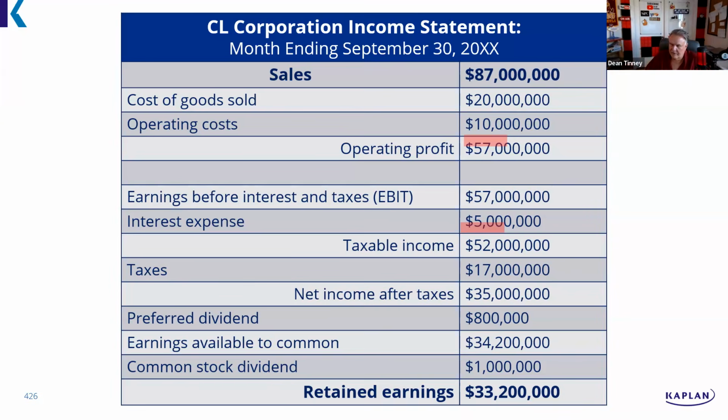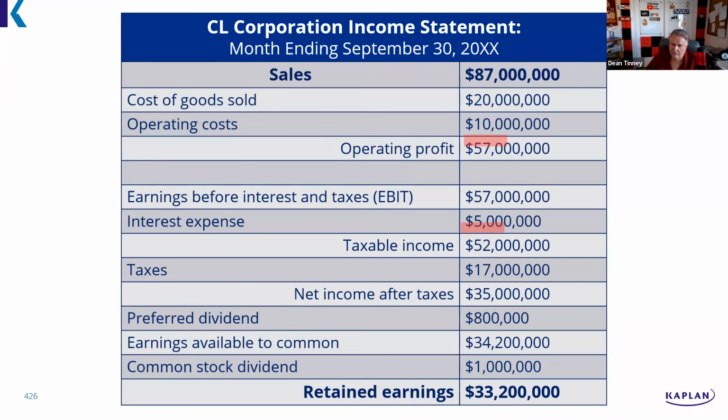Preferred stockholders have preferential treatment in liquidation and dividends. So we got to pay our preferred stockholders. It looks like we owe them $800,000 in dividends. So I say, hey, fellow board members, we have $34,200,000 left over. Those are monies that are available to our common stockholders.